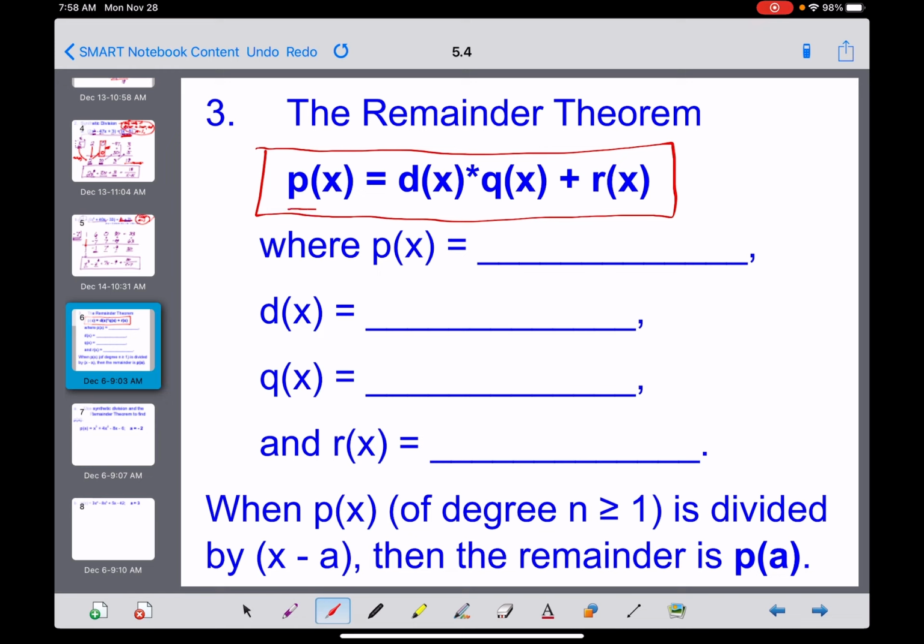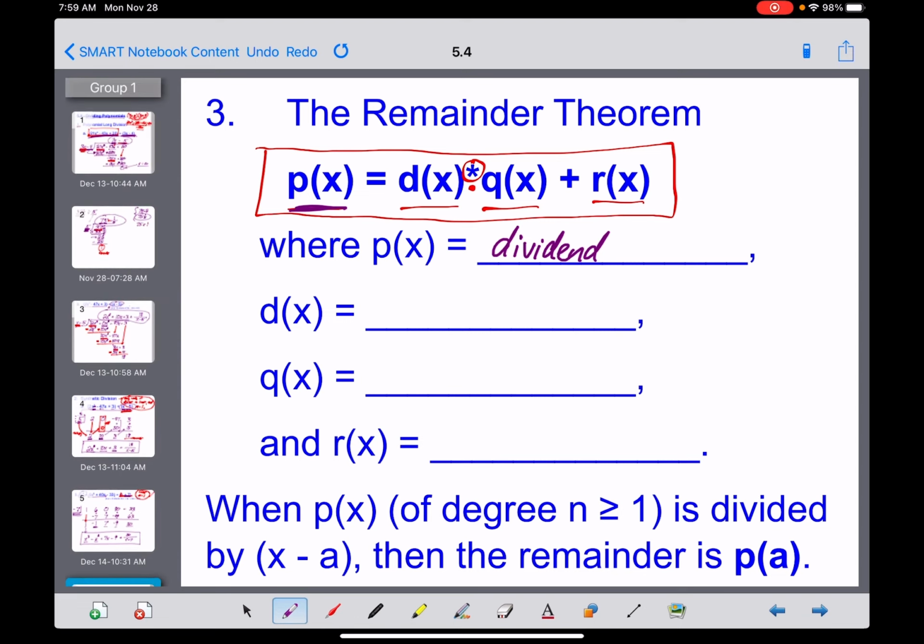P of x, which you'll notice is written in function notation, is equal to d of x. This was just how I was able to type in a multiplication sign. So it's d of x times q of x, and then plus r of x at the end of all that. Okay, what in the world is all that supposed to mean? P of x is the original polynomial function that we began with. That right there is really what's called your dividend in a polynomial division problem. That's the big messy thing that you started with.